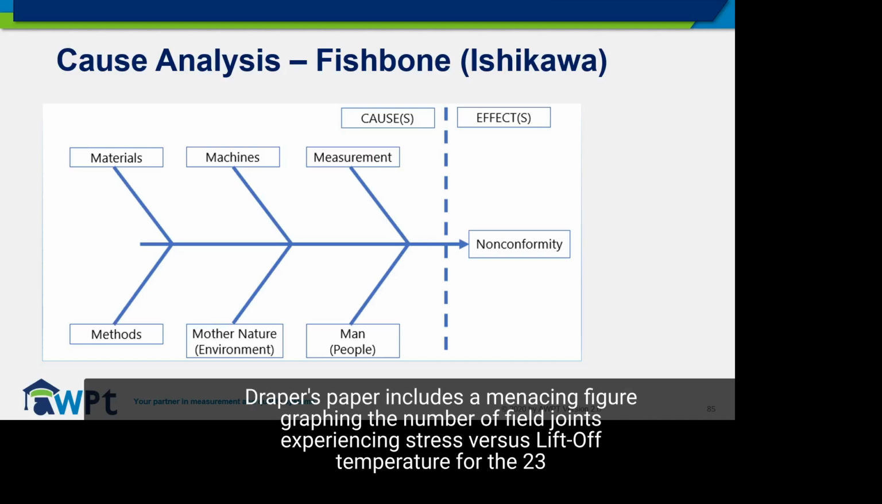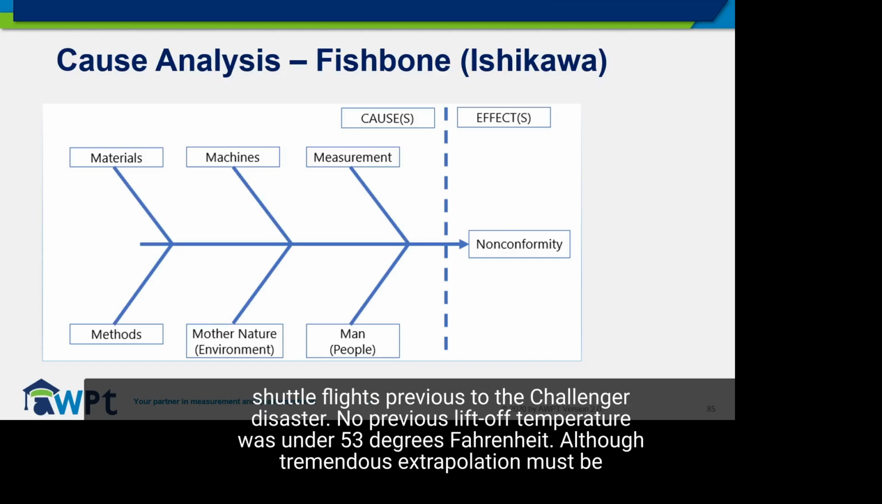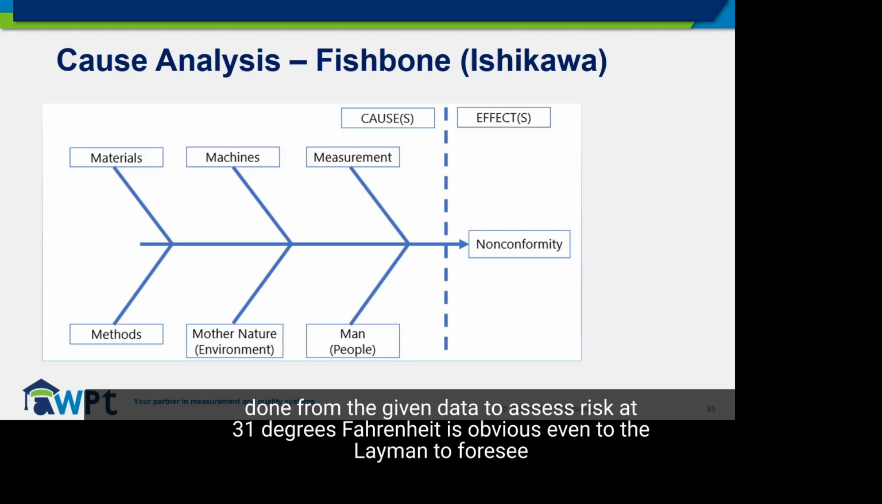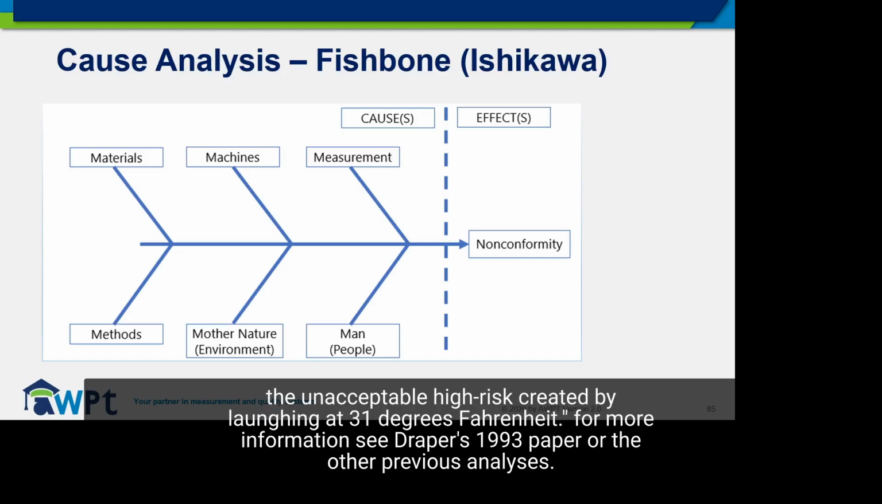Draper's paper includes a menacing figure graphing the number of field joints experiencing stress versus liftoff temperature for the 23 shuttle flights previous to the Challenger disaster. No previous liftoff temperature was under 53 degrees Fahrenheit. Although tremendous extrapolation must be done from the given data to assess risk at 31 degrees Fahrenheit, it is obvious even to the layman to foresee the unacceptably high risk created by launching at 31 degrees Fahrenheit. For more information, see Draper's 1993 paper or the other previous analysis.